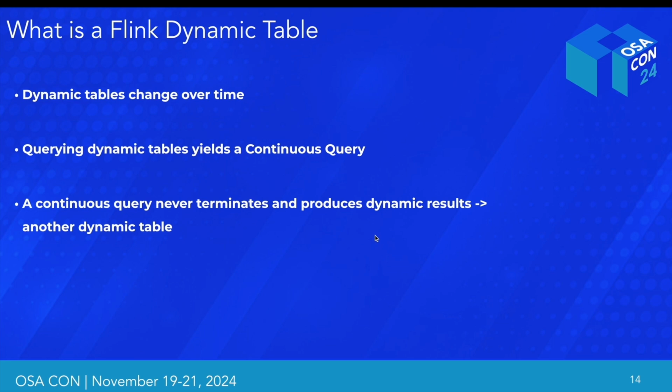As explained in the previous slide, a Flink dynamic table mirrors a stream like a Kafka topic. So a Flink dynamic table always changes with time.